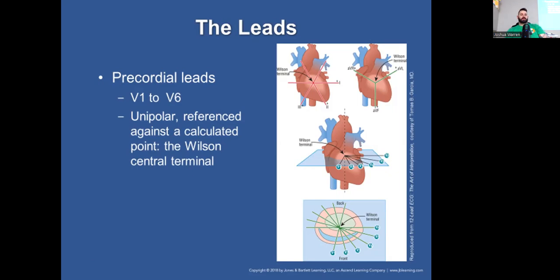So they view it from a calculated point called Wilson's terminal, which you can think of as kind of the center point of the heart. Basically, it bisects Einthoven's triangle and gives you a reference point to gauge your interpretations off of. It's building this graphical waveform off of that. How do I make sure it's as accurate as possible? Lead placement, electrode placement.